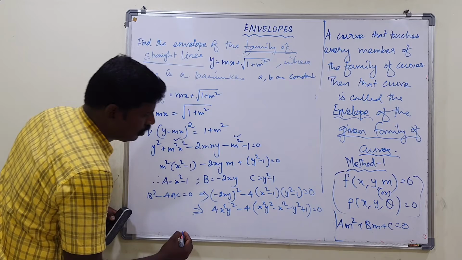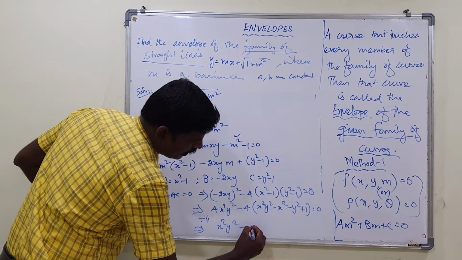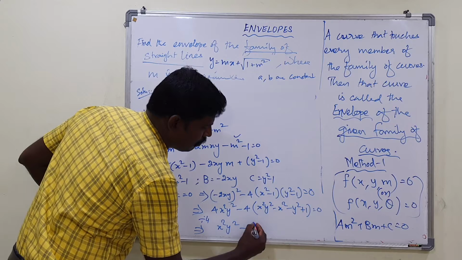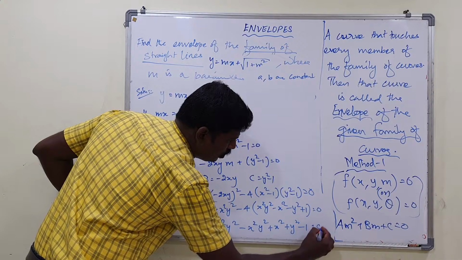We can divide it by 4 here. So x square y square minus, dividing by 4, the 4 will be cancelled. Minus is common for all these four terms, so I am going to take this minus inside the bracket. So x square y square plus x square plus y square minus 1 equal to 0.